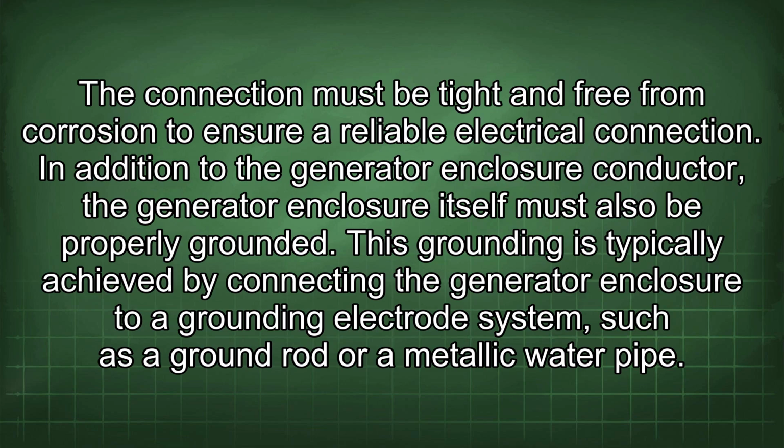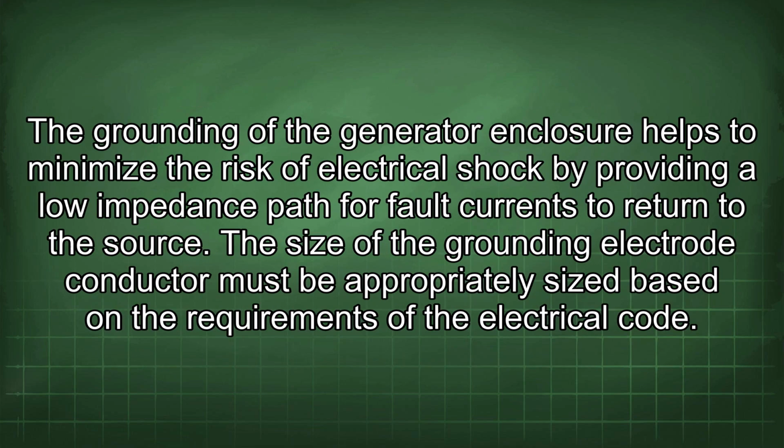In addition to the generator enclosure conductor, the generator enclosure itself must also be properly grounded. This grounding is typically achieved by connecting the generator enclosure to a grounding electrode system such as a ground rod or metallic water pipe. The grounding of the generator enclosure helps to minimize the risk of electrical shock by providing a low impedance path for fault currents to return to the source.